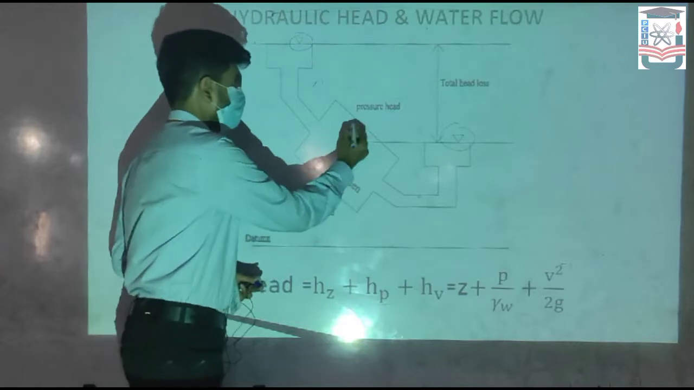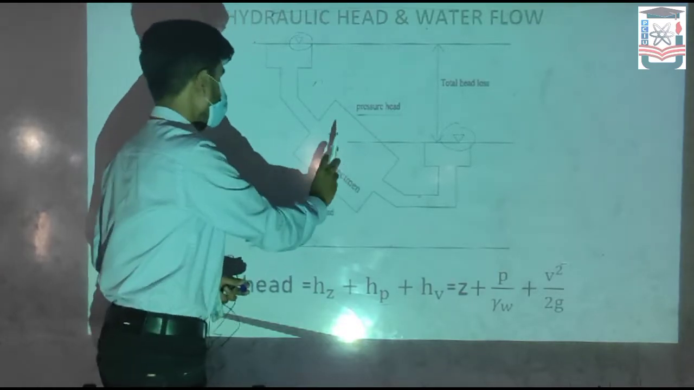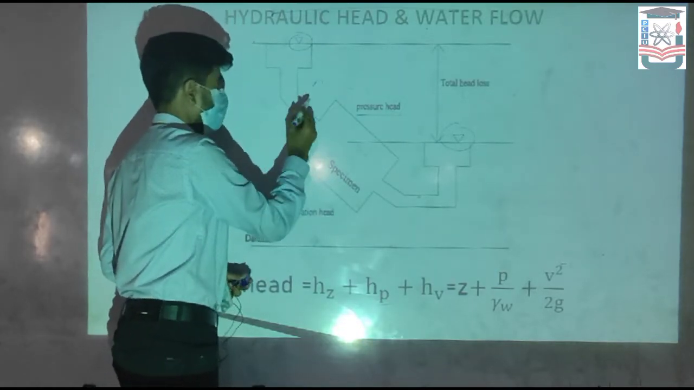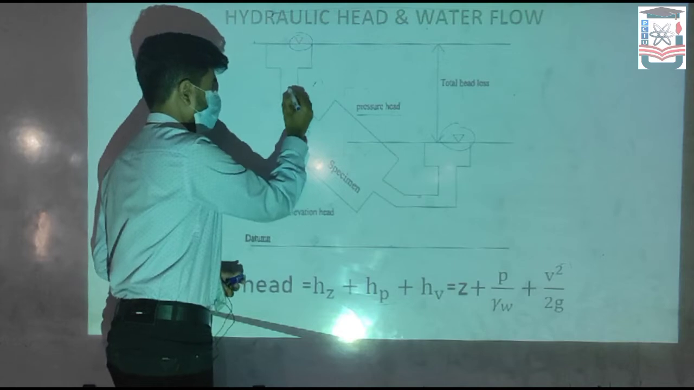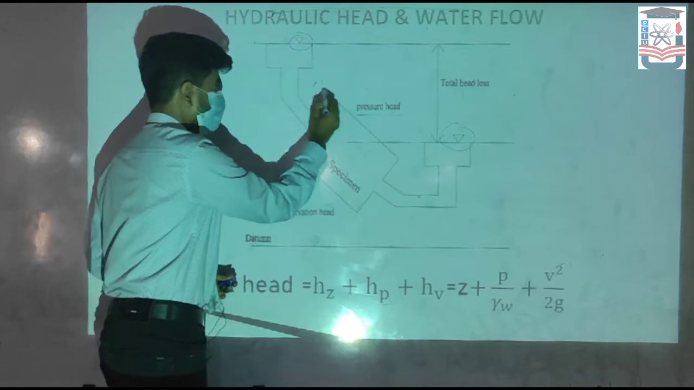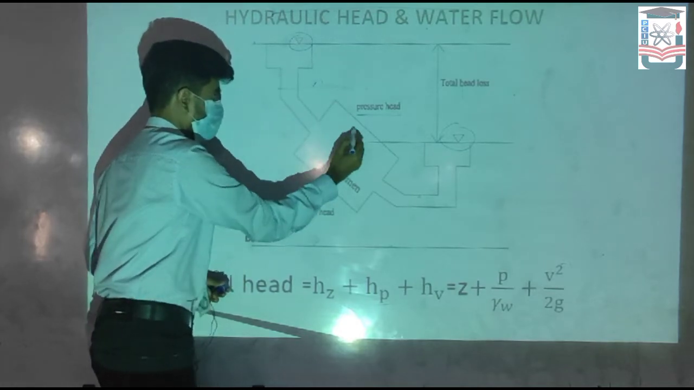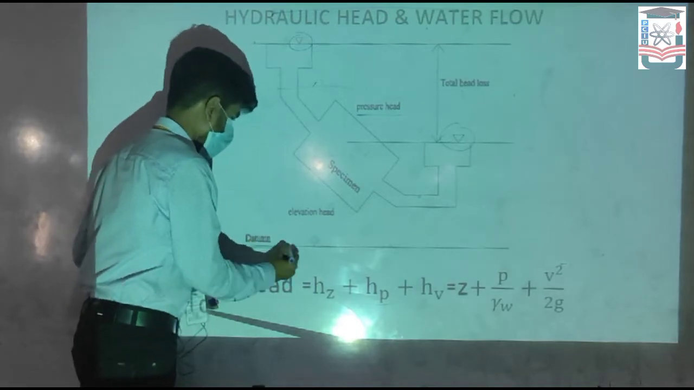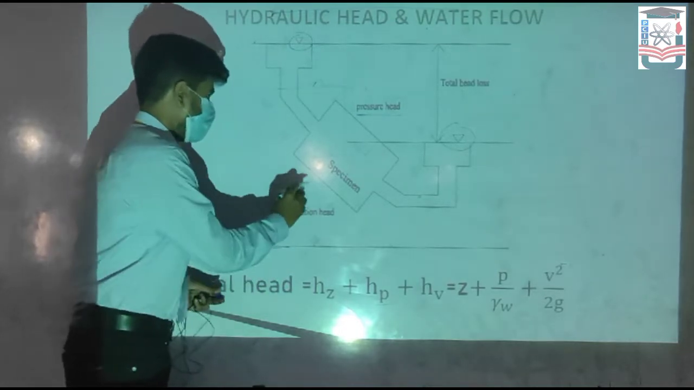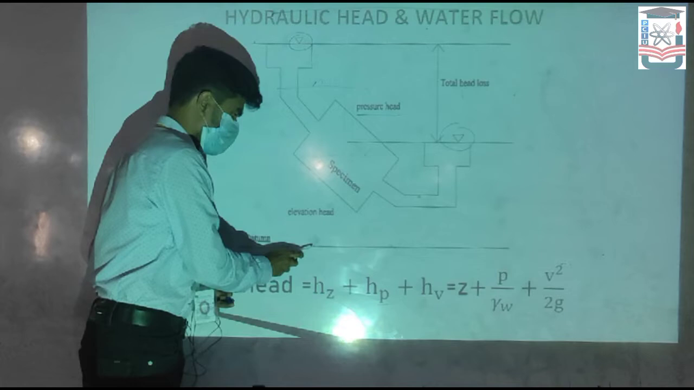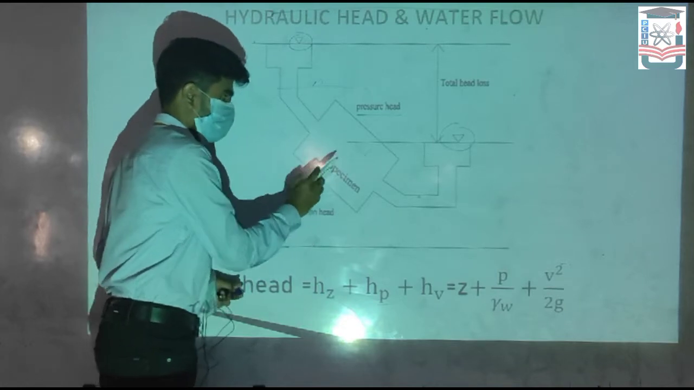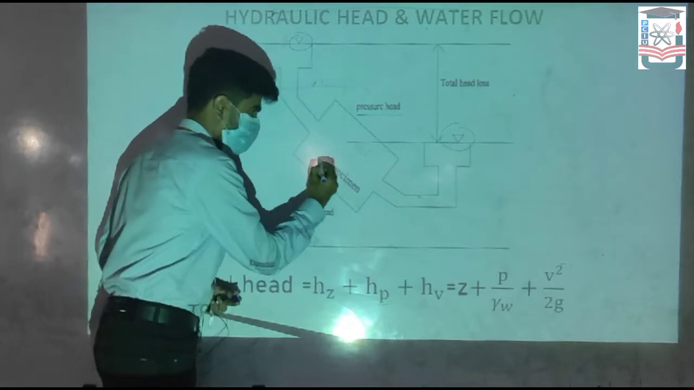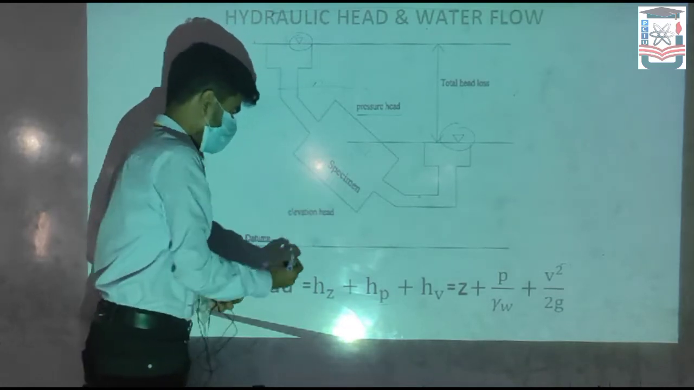Then here we can see pressure head. It means that the water is experiencing pressure in this part. So this part is called the pressure head, and then here we can see the datum line, and the height from the datum line to the middle part of the water layer is called elevation head.